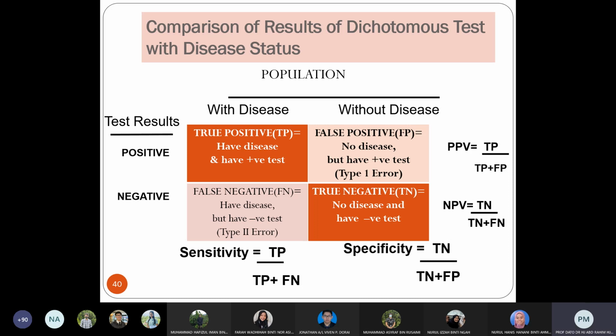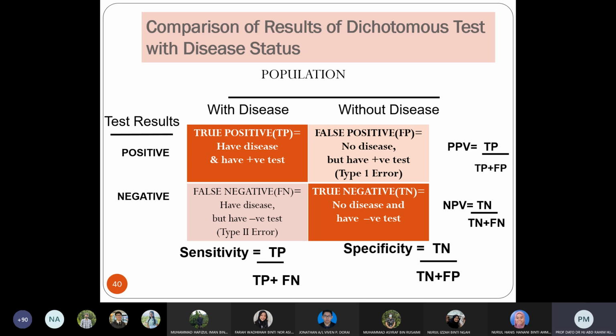And then we go to negative, but the person is actually positive. Under our confirmatory, they are positive, but our tool says it is negative. So it is called false negative. They have a disease, but our test shows negative. So this is called type 2 error.